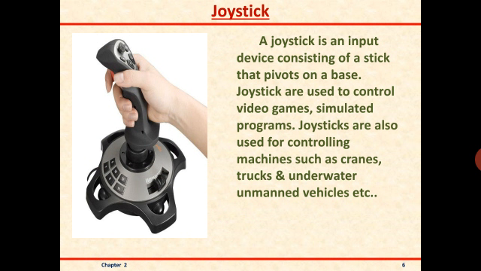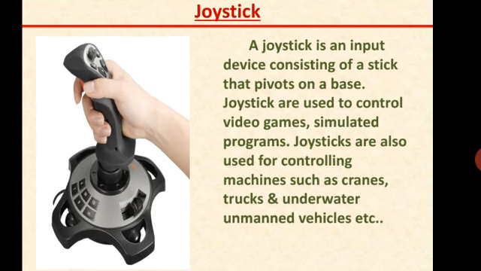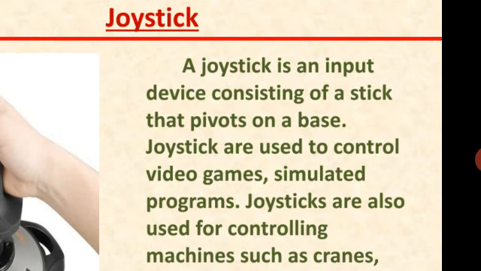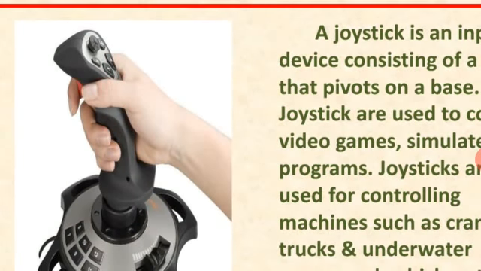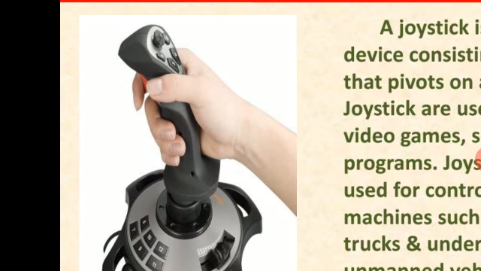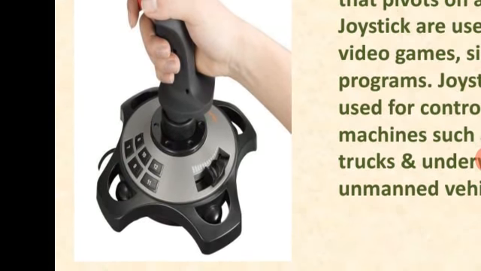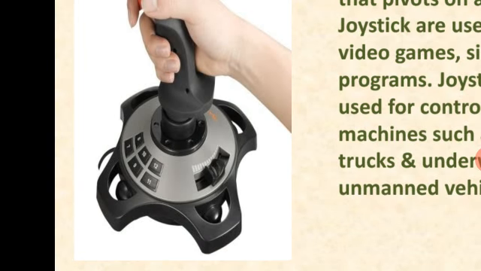The third example of an input device is the joystick. What is a joystick? A joystick is an input device which consists of a stick that is placed at a base pivot. You can see in the diagram there is one stick which is kept at the base. The base also has various buttons.